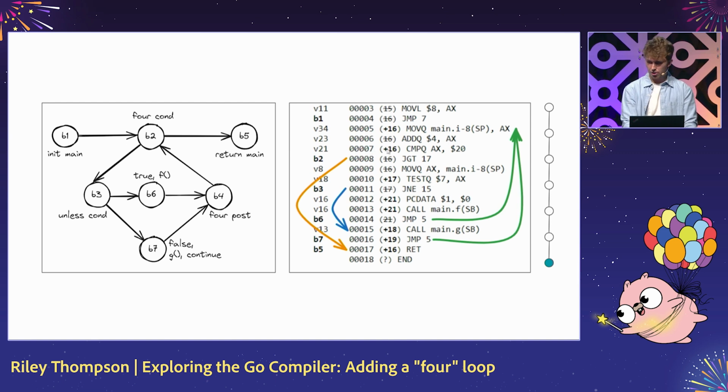Here, we check if the AX register value is less than 20. If it's not, then we jump all the way down to line 17 in block 5 to return from main. If it is less than 20, though, we'll continue to our divisible by 8 check in block 3. From here, we'll again check the value in the AX register, and depending on the result, we'll either jump to line 15 to call G, or we'll continue down to call F. And in either case, we jump back to line 5, which is where we increment our loop variable and then continue back into the loop condition in block 2.